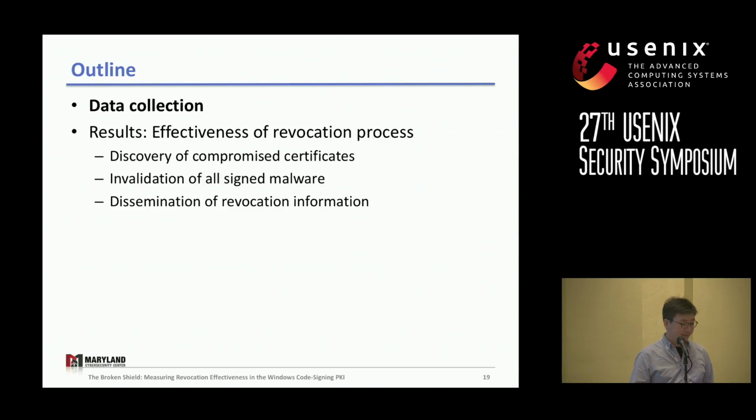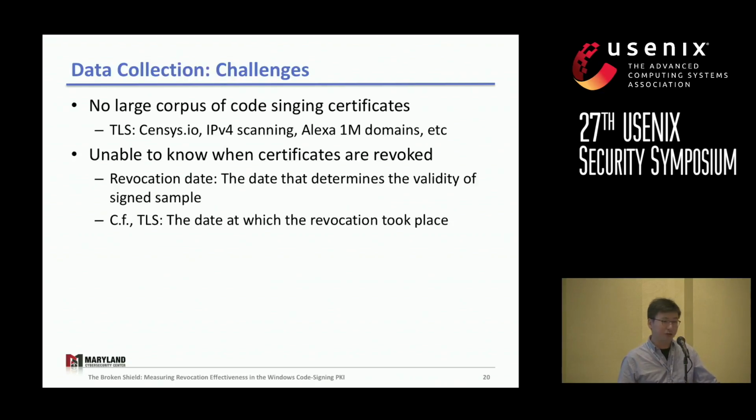So first, there are 2 challenges in data collection. The first one is the corpus. In TLS, the certificates can be collected using Censys.io, IPv4 scanning, or the Alexa 1 million domains. However, in the code signing PKI, the certificates are really hard to collect because there's no tool and no methodology to collect code signing certificates. And the second challenge is that we don't know when the certificates are revoked.